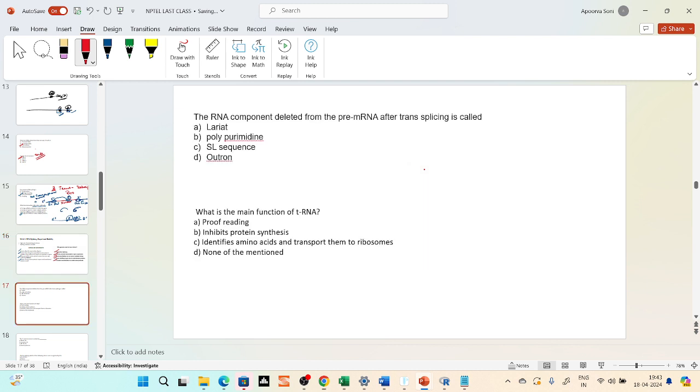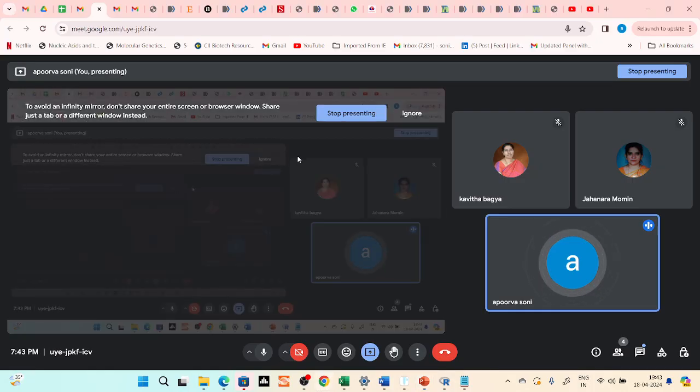Okay, so the RNA component deleted from the pre-mRNA after trans-splicing is called a lariat, polypyrimidine, SL sequence, or outron. Anybody remember the answer?